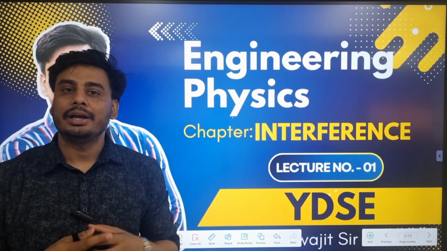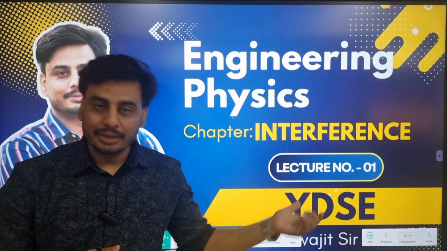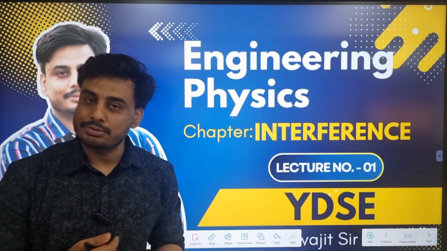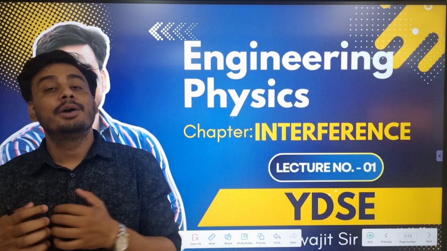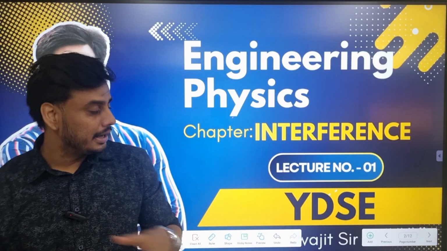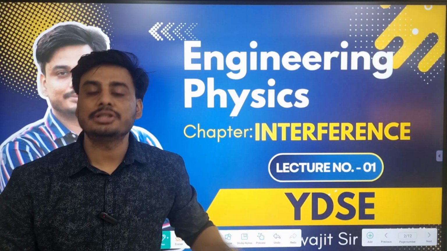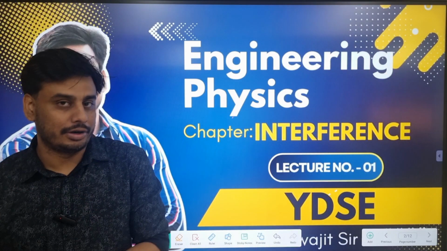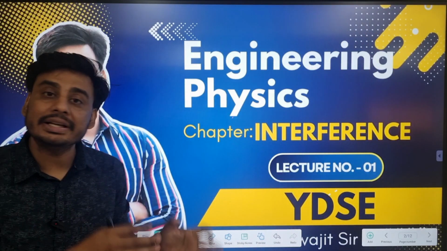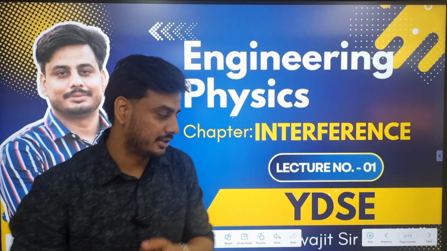In this lecture series number 1, we will discuss what interference is, what the different types of interference are, what the conditions of interference are, and you must have seen it is written here, Young's double slit experiment, which is known as the division of wavefront. We are going to discuss all these things in this series. So let's start the series.